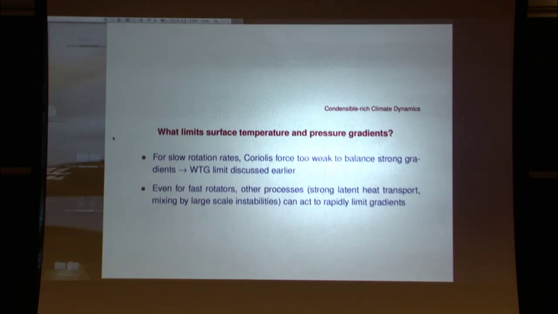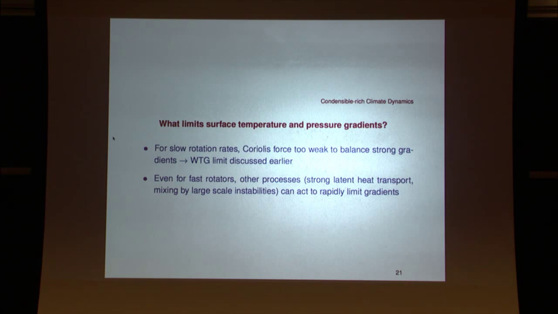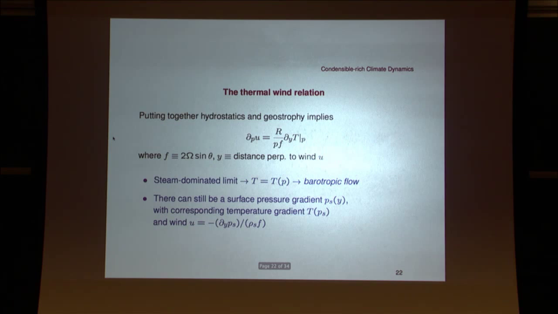Now I've said that, modulo this incomplete understanding of what keeps it saturated, you expect the temperature to become a function of pressure alone, to become uniform on isobars aloft. But that doesn't mean that you can't have a surface temperature gradient. But first, just to dot the i's and cross the t's about the barotropic nature.